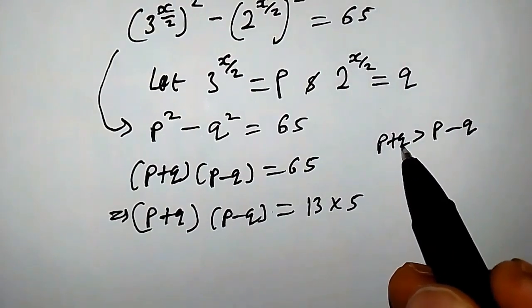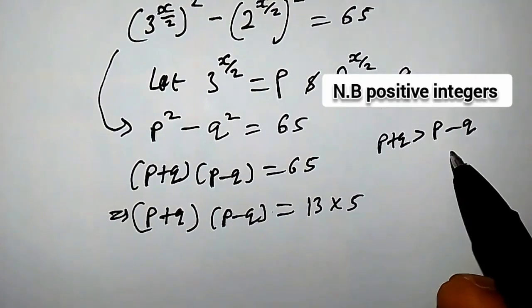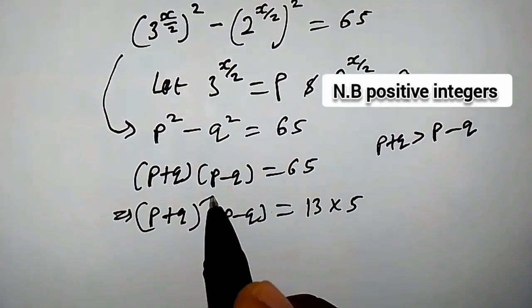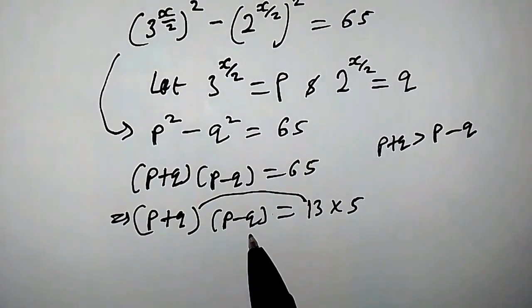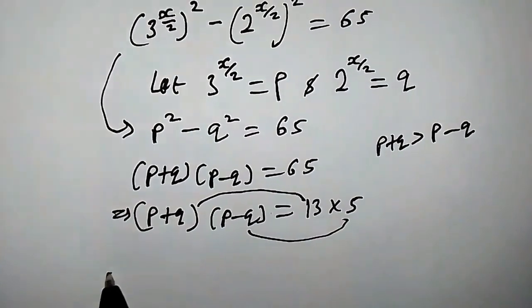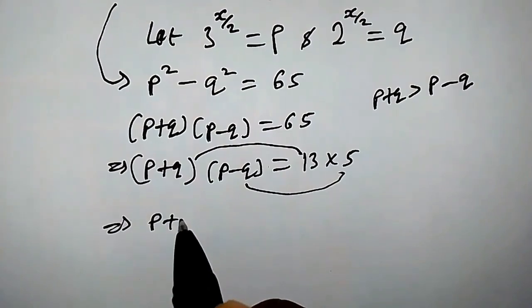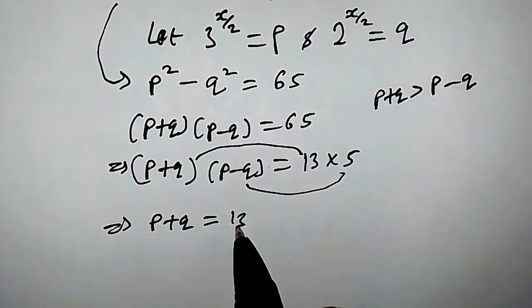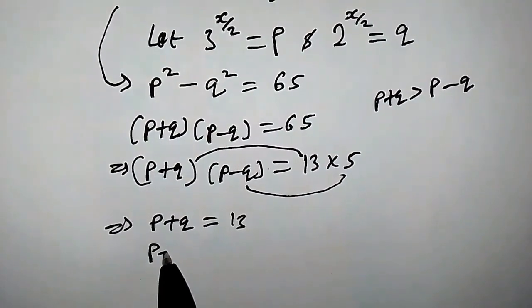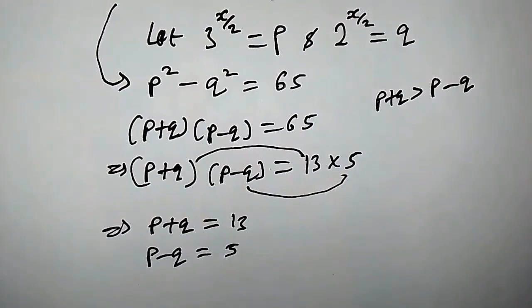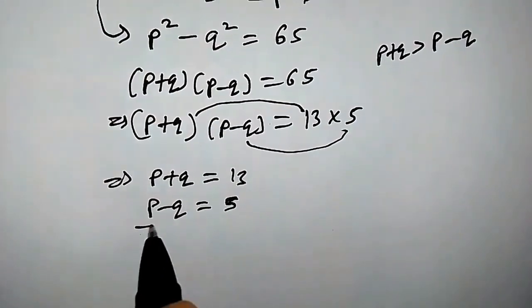Obviously, p plus q is greater than p minus q. That is, the addition of two integers will be greater than their difference. So that implies that p plus q will be 13 and p minus q will be 5. So this implies that p plus q is equal to 13 and p minus q is equal to 5. Now let's solve these two equations.